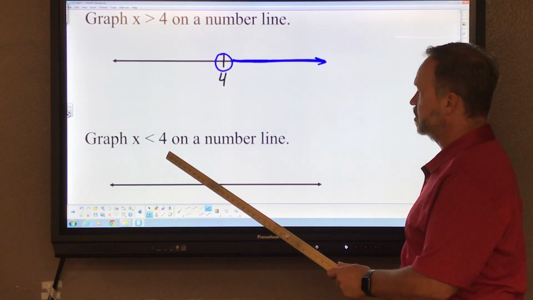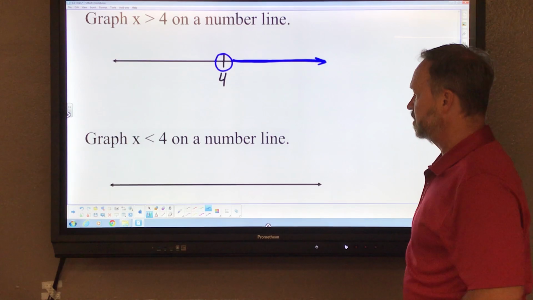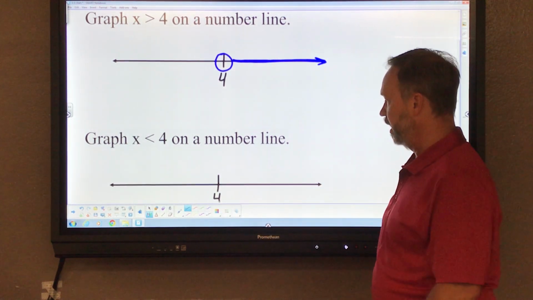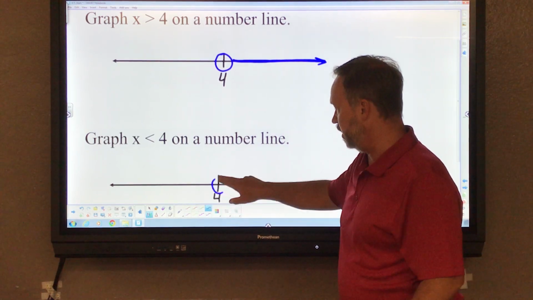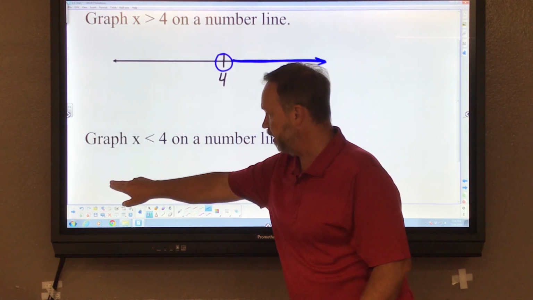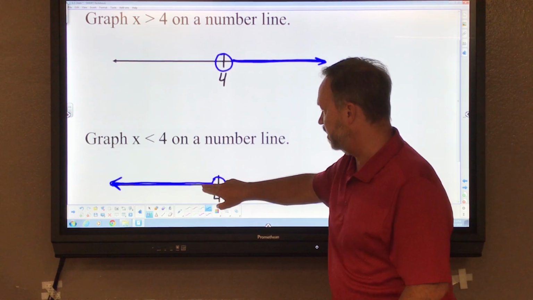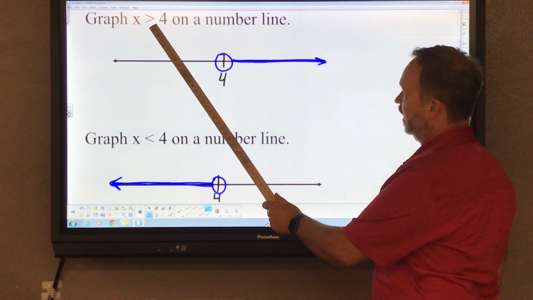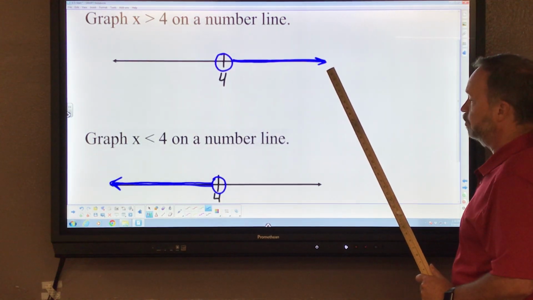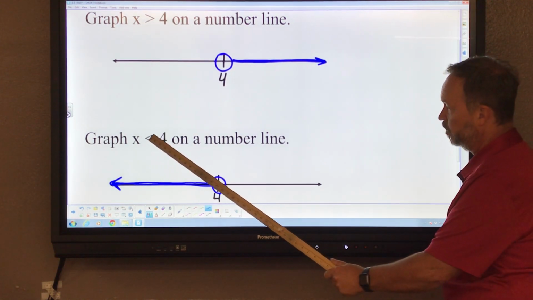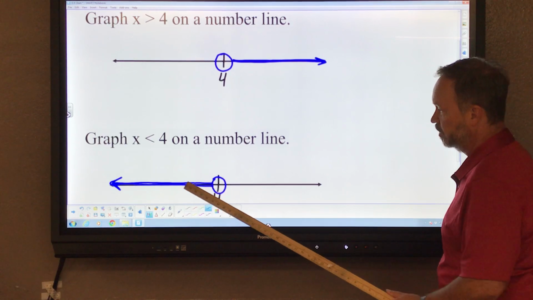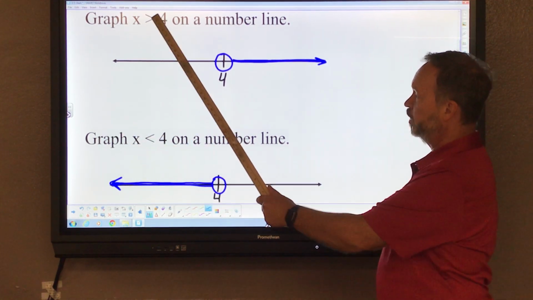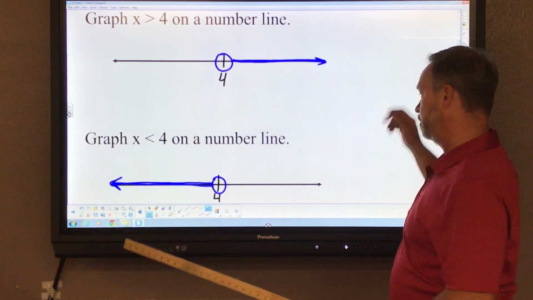For the second one, x is less than 4. Again, we have a 4 here somewhere, and we cannot be equal to 4, but we can be less than 4. And the beauty of this, if you haven't already observed it, is the inequality symbol kind of points the way that the colored arrow points when we do the graph. The inequality symbol points to the left, so our arrow goes to the left. And that's when we have inequalities written in this form. X, blah, blah, blah, whatever.